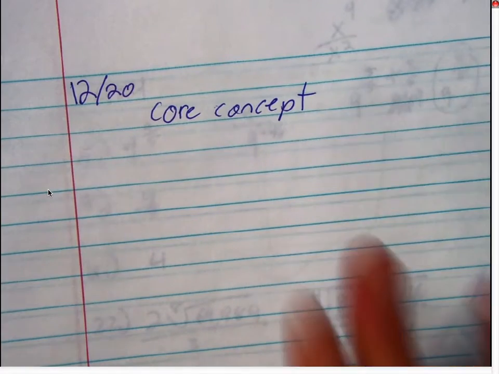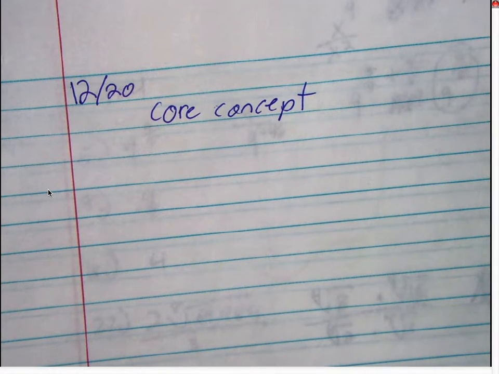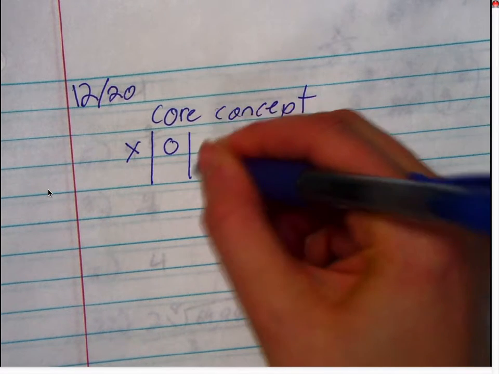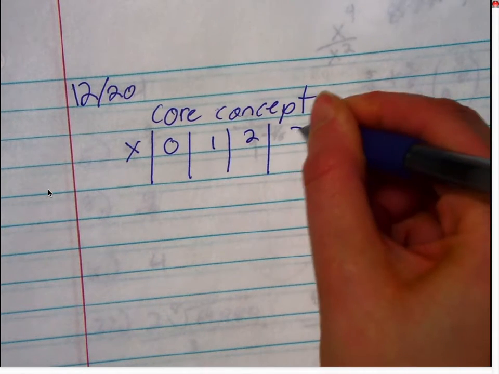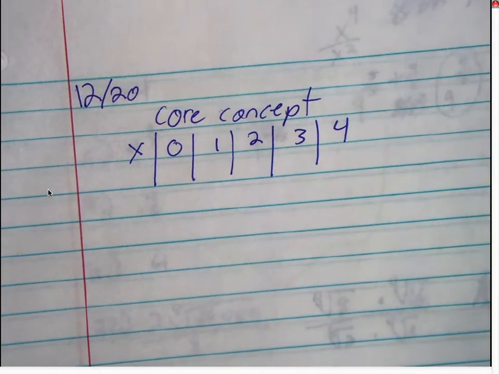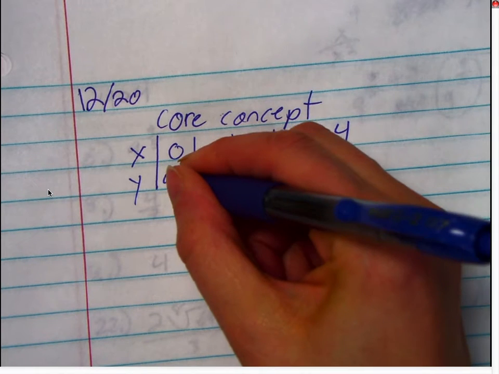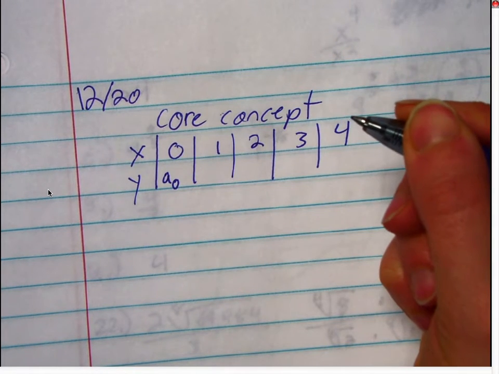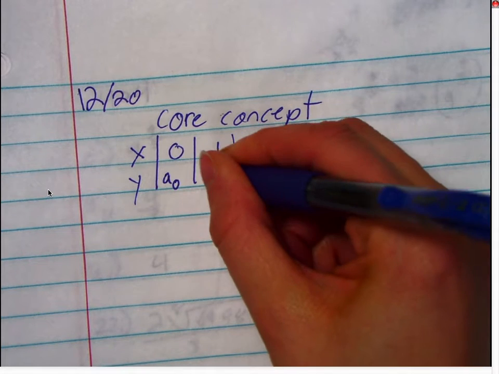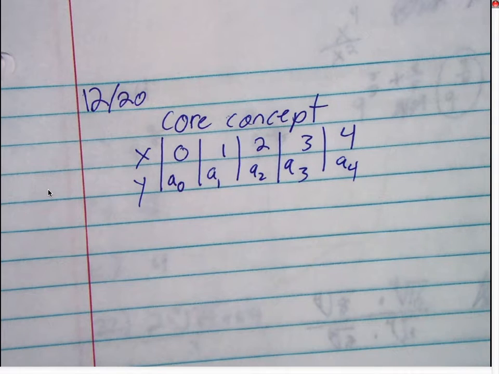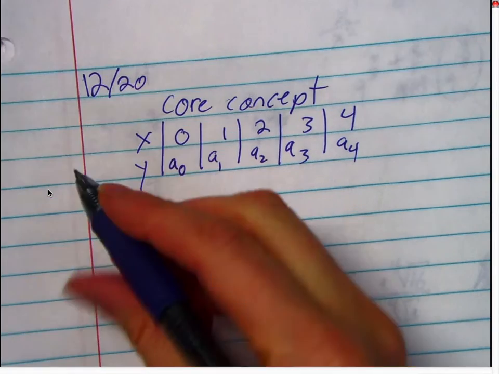Okay, if we start with a table where we have x's that go 0, 1, 2, 3, 4, and our y's are some other number where we have a subscript 0, so A0, A1, A2, A3, and A4. I know those look funny, but they're just saying when x is 4, they're the y value. Okay?